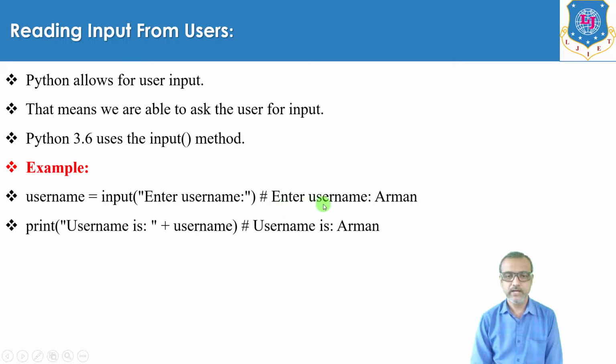It will be enter username colon, and say the user has entered Arman, and then after that say we are writing this print statement, that is username is, then after plus username. So what will be the output after the user has entered the name as Arman? The output of this print statement will be username is, then after Arman. This is how we can ask the user for input.